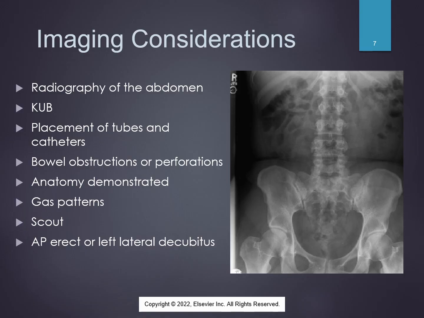Erect or left lateral decubitus are performed to see if there are few, if any, air fluid levels present. If a patient is unable to stand, a left lateral decubitus will be performed. Do you recall why a left lateral decubitus is performed instead of a right lateral decubitus? Hint, what side of the abdominal cavity does the stomach reside on? So nice little review for you.